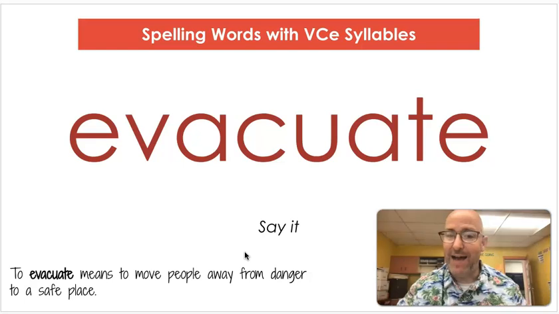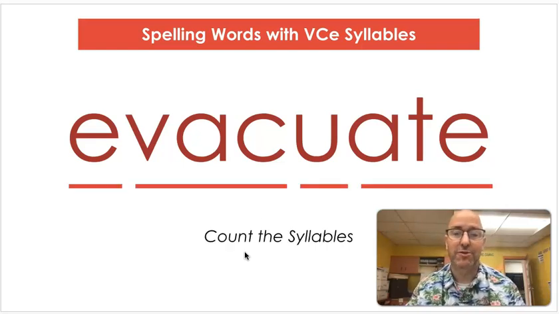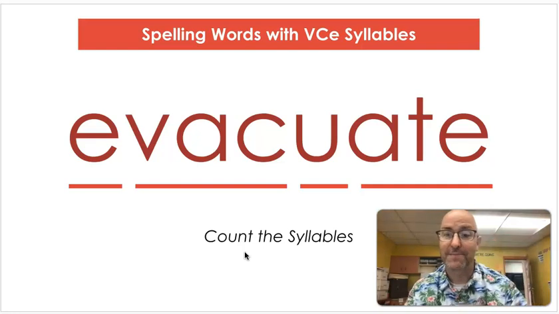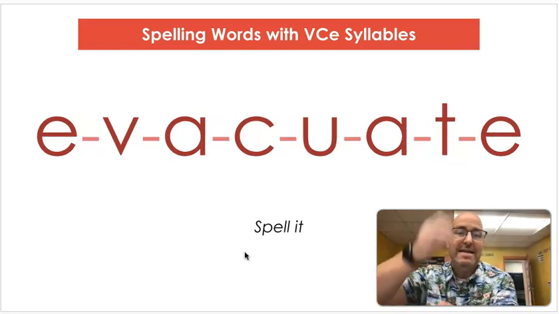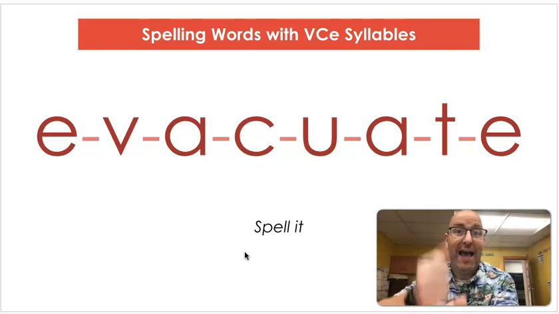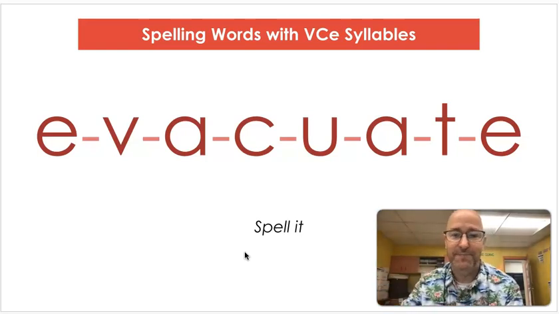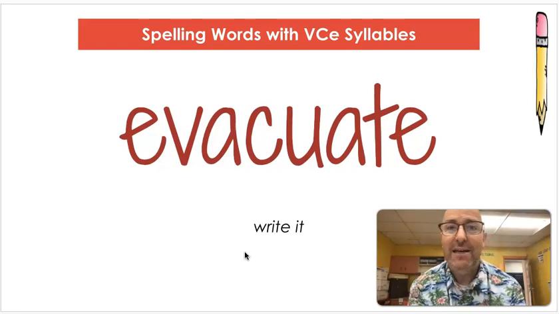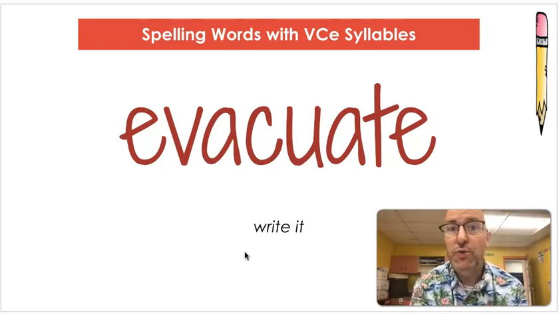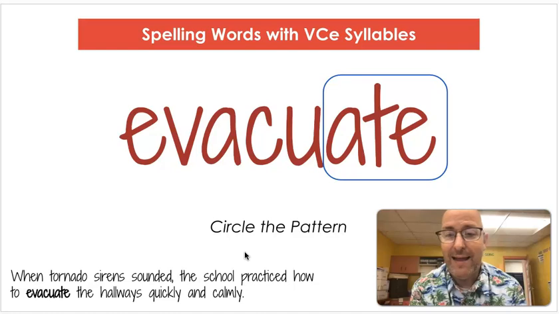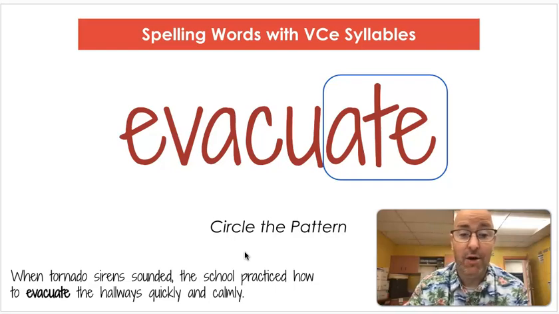Our next word is evacuate. Say evacuate. To evacuate means to move people from danger to a safe place. Let's count the syllables. Evacuate. Let's spell it. E-V-A-C-U-A-T-E. Evacuate. And let's write it. E-V-A-C-U-A-T-E. And let's circle that last syllable again, A-T-E. When tornado sirens sounded, the school practiced how to evacuate the hallways quickly and calmly.